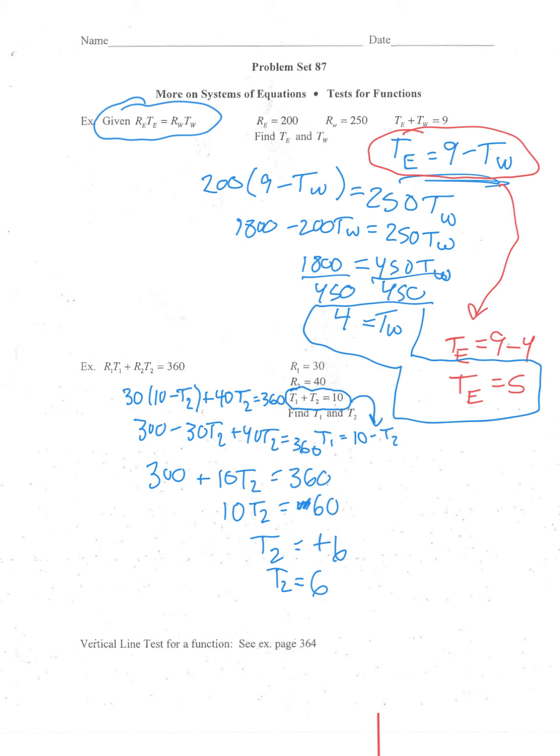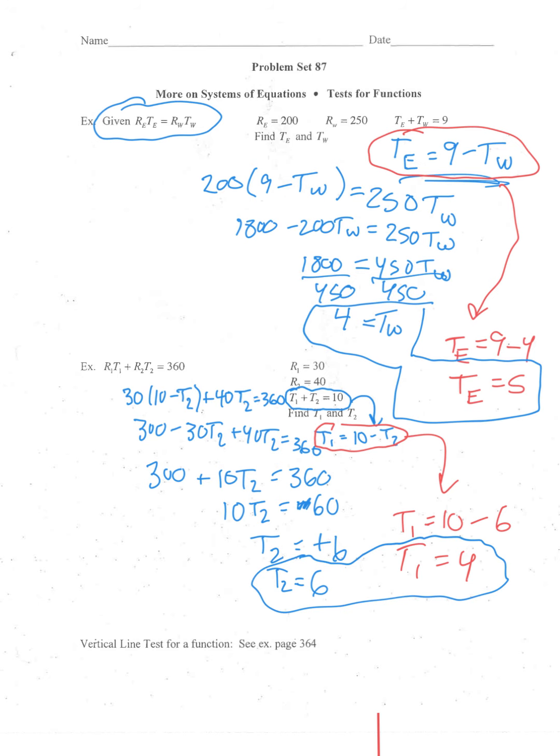And now what I'm going to do to solve for t sub 1 is take that little equation that I had right here from the beginning, and I'm just going to do t sub 1 equals 10 minus 6, substituting that for t sub 2, and we get t sub 1 is equal to 4. And so there we have it. We've solved for t sub 1 and t sub 2. So that's the first part, just a little bit more advanced work on systems of equations.